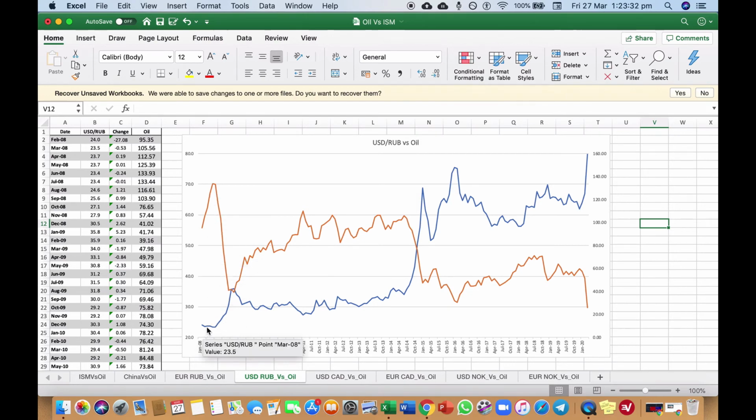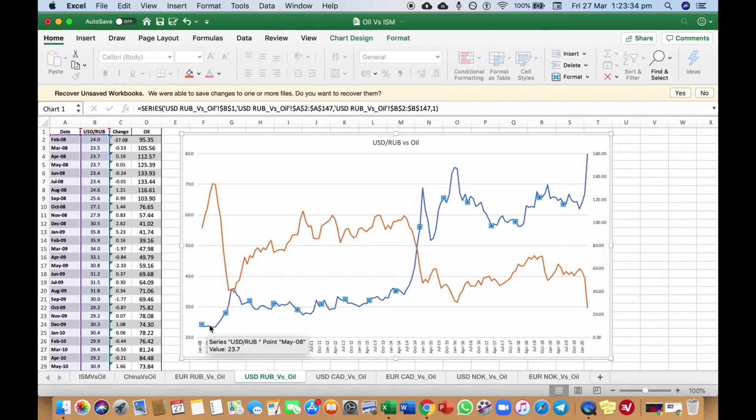Again, when we have a look at here, we have a stronger US dollar against the Russian ruble as oil prices fall. And then when oil prices start to rise, we have a stronger Russian ruble against the US dollar. For example, when the US dollar starts to rise against the Russian ruble, this is in correlation to oil prices falling. And we can clearly see they're pretty much inverse to each other.